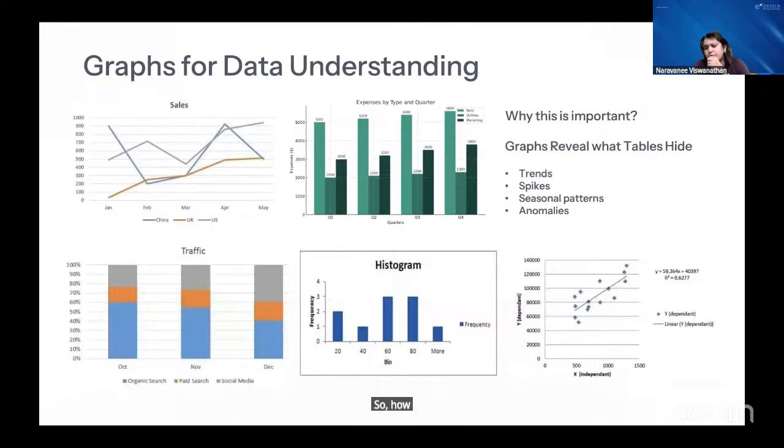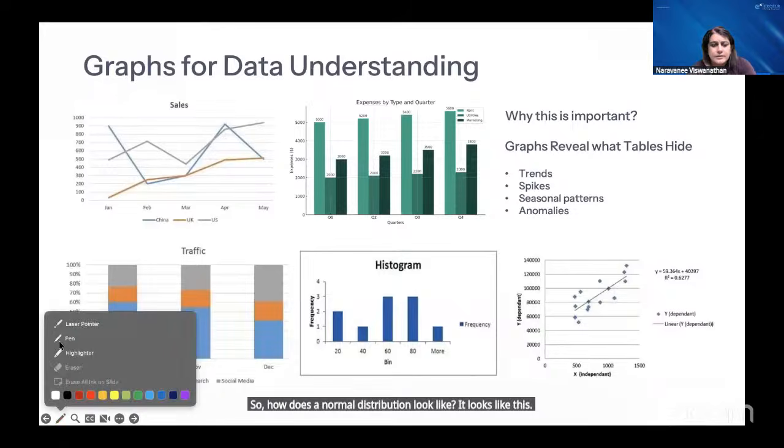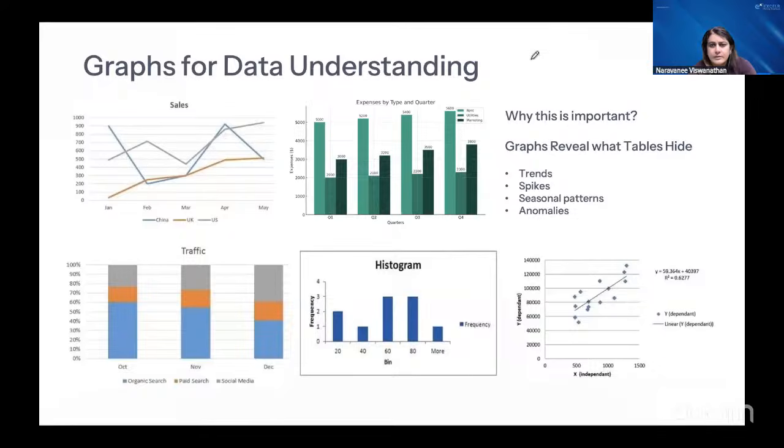So how many of you know about the normal distribution? How many of you have heard about normal distribution? So how does the normal distribution look like? It looks like this. Okay, so I will have something like this. Okay, this is a normal distribution function.